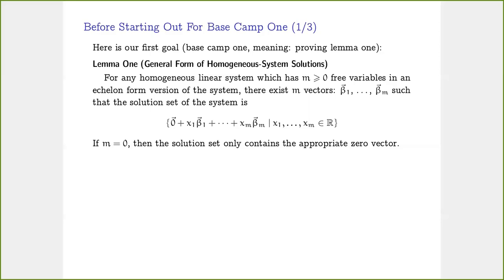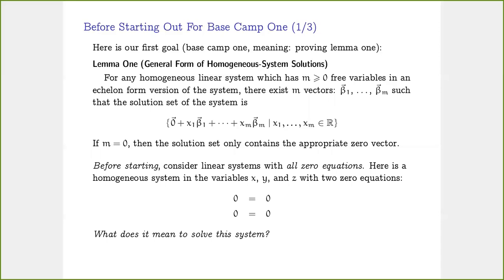If m equals zero, that is if there are no free variables, the solution set only contains the appropriate zero vector. A homogeneous system can never have a contradiction in it because it always has the zero solution.